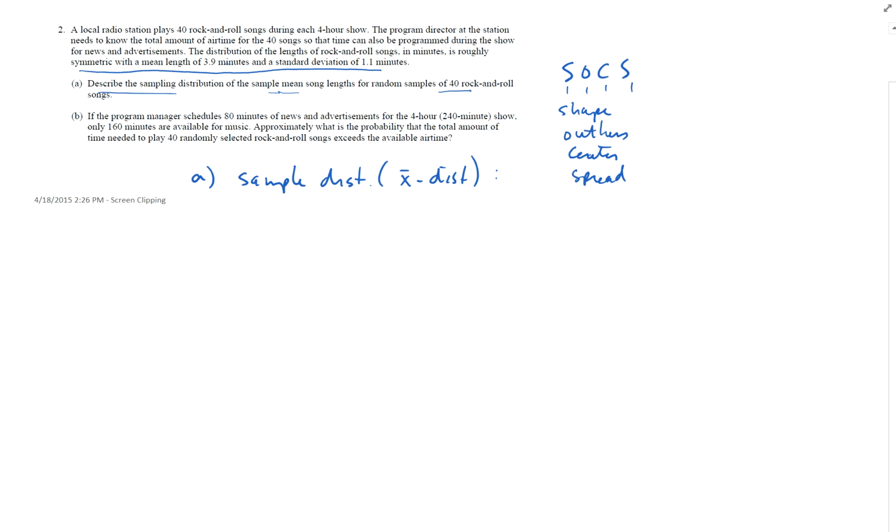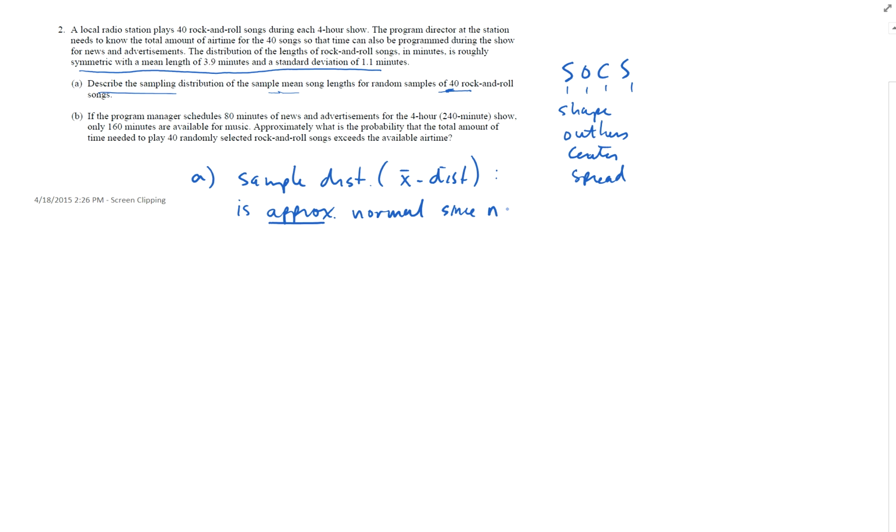Since the population is symmetric and the sample size we're taking is 40, which is definitely more than 30, we know that the sample distribution is going to be approximately normal by the central limit theorem. Never ever say it is normal. Always approximately normal. In fact, if you say it's normal, you'll only get partially correct instead of essentially correct on this problem or any problem.